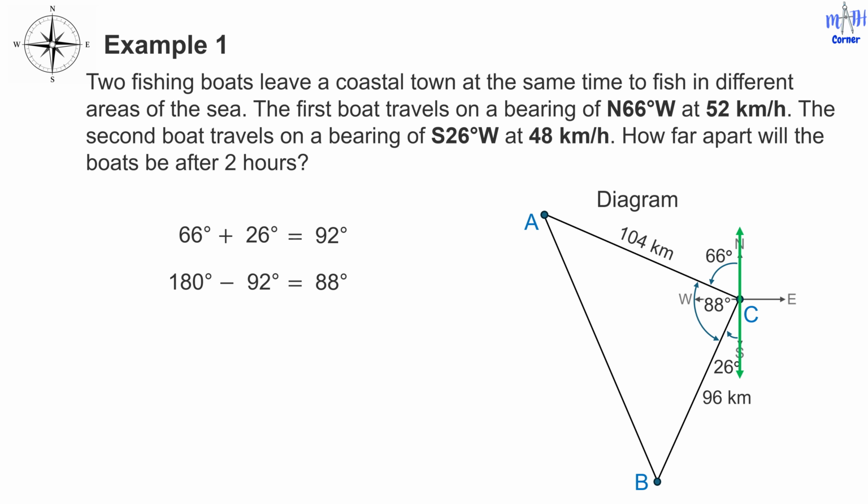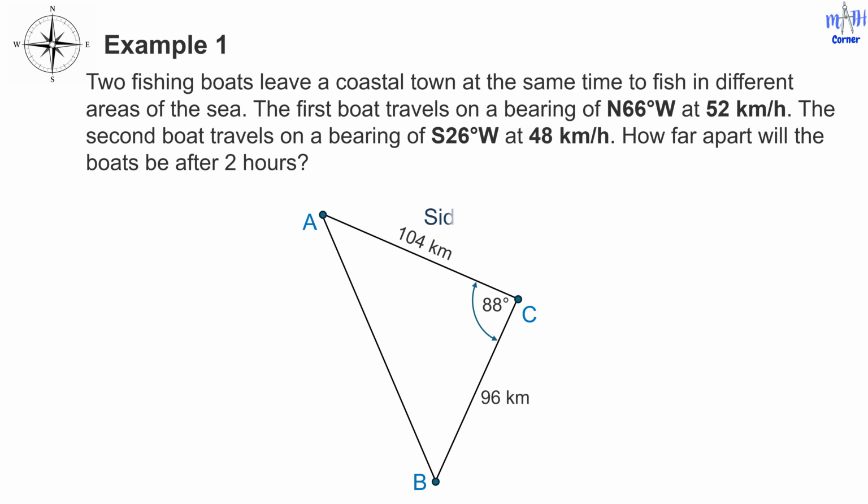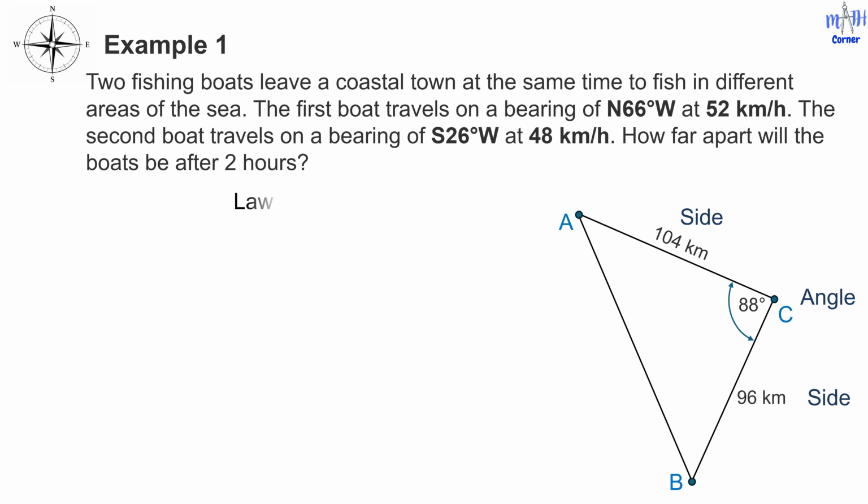Now look at this triangle. We have side, angle, side. Since this is SAS, we will be using the law of cosines. Our goal is to find the distance between the two fishing boats. Notice that this distance is opposite angle C. Therefore, we will call it side C. So, we will use the formula C squared equals A squared plus B squared minus 2AB cosine of C.